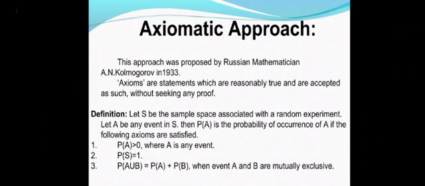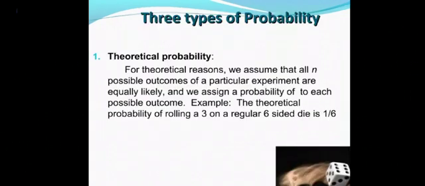Some definition: let capital S be the sample space associated with a random experiment. Let A be any event in S. Then the probability of A is the probability of occurrence of A if the following axioms are satisfied. For any event A, the probability of A is greater than or equal to 0. The probability of S is equal to 1. The probability of A union B is equal to the probability of A plus the probability of B, when events A and B are mutually exclusive.